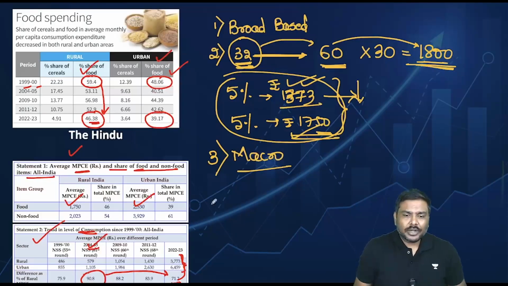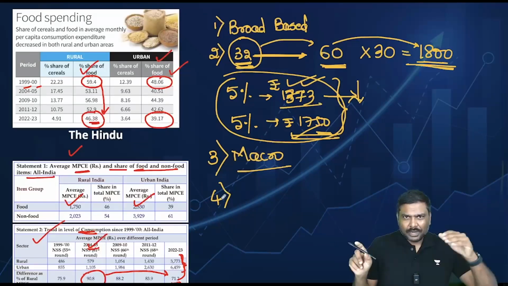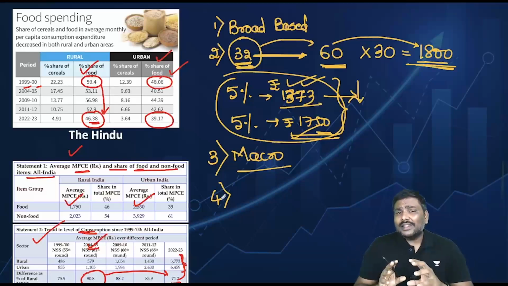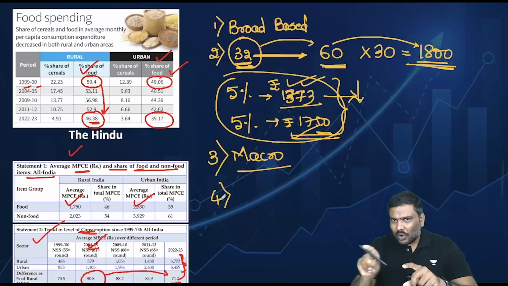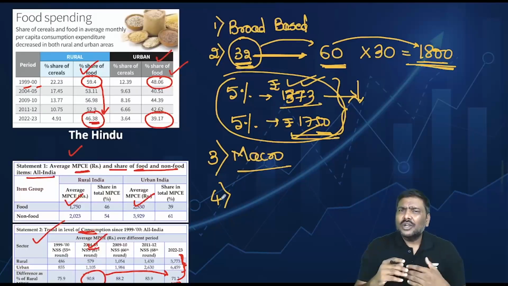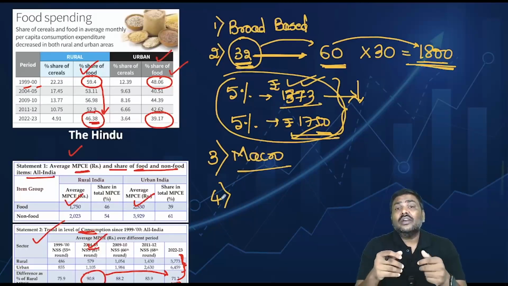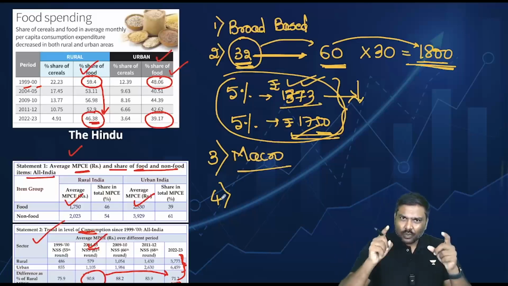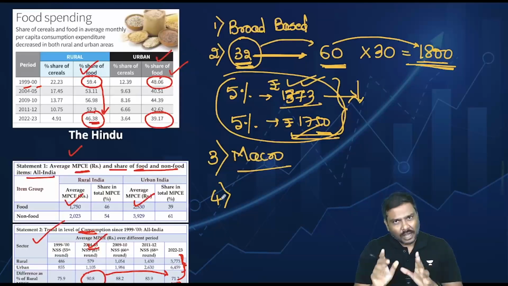Fourth very important point: households are spending more money compared to 2011-12. Now in 2023, households are spending more money, and they are spending more on non-food items. I repeat, they are spending more money on non-food items. Don't you think it is simply an indicator that households' quality of life and standard of life is improving? That is one more use of this kind of survey published by the government.